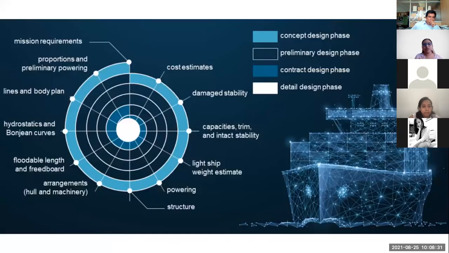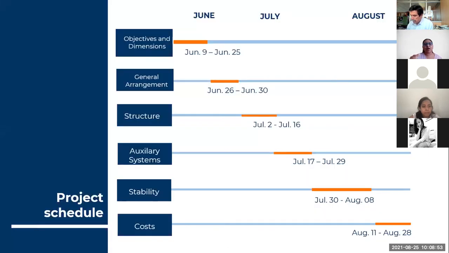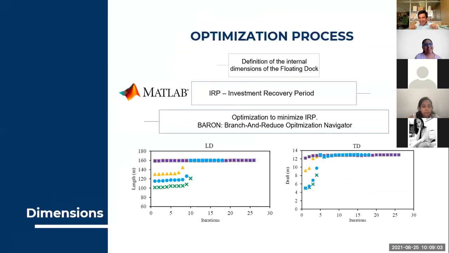We want to share with you also the spiral design because we want to emphasize that design is not linear. So in our process, we have to make some ground and also we have to return to our steps and do the process again. This is our project schedule that shows that we worked from June 9th to August the 28th. This is how we organized ourselves.